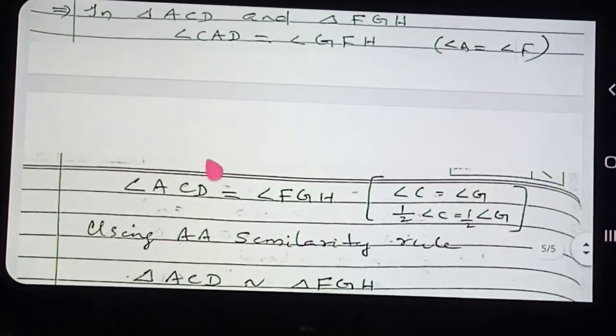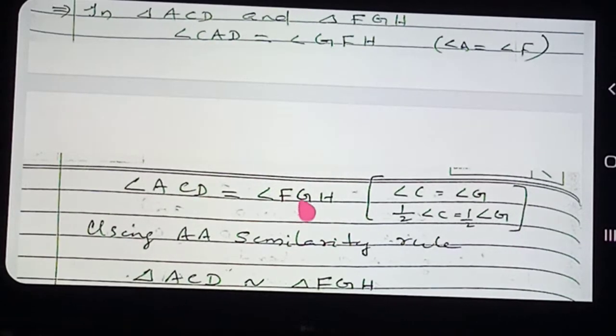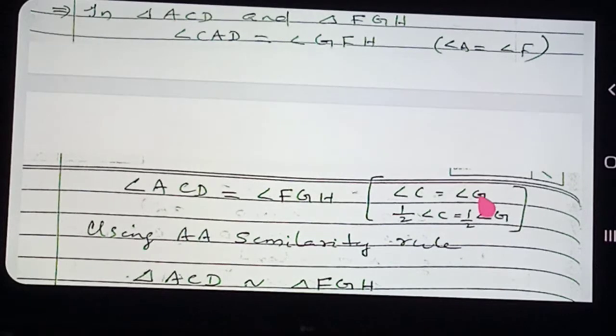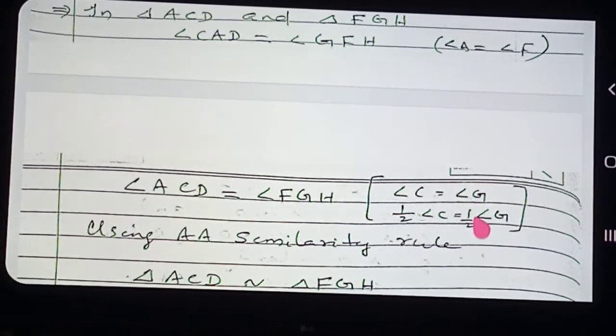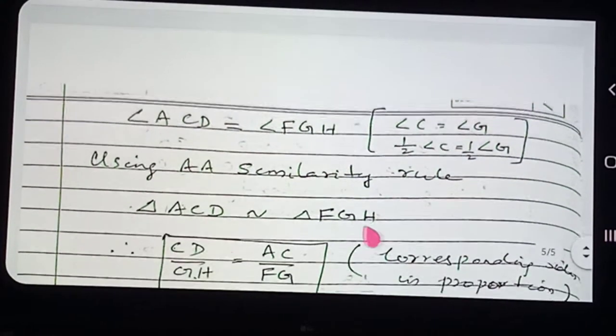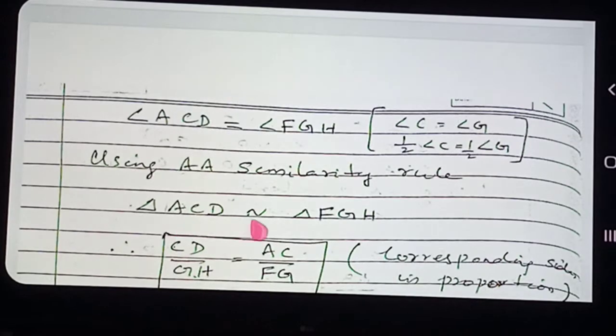And the next point: angle ACD is equal to angle FGH. What's the reason? Angle C and angle G are already equal, therefore half of the angle is also equal. Therefore, by the AA similarity rule, triangle ACD is similar to triangle FGH.